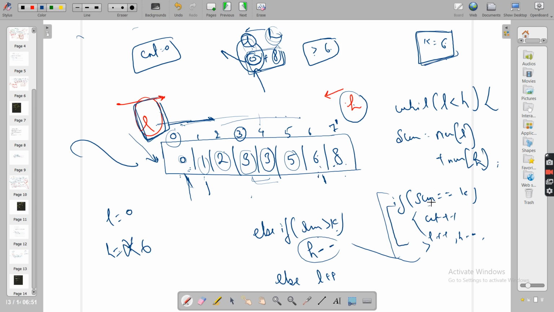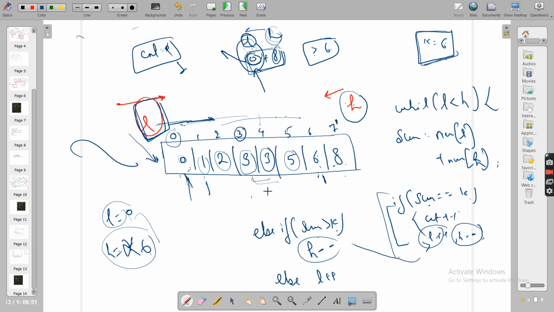Now 6 is equal to 6, so count will increase, count will be 1. Because these two, L and H, are used, you have to do L plus plus and H minus minus so that no one can use them again, because to calculate pairs you have to use all the elements only once, not more than that. So with L equal to 0 and H equal to index 6, you got your pair.